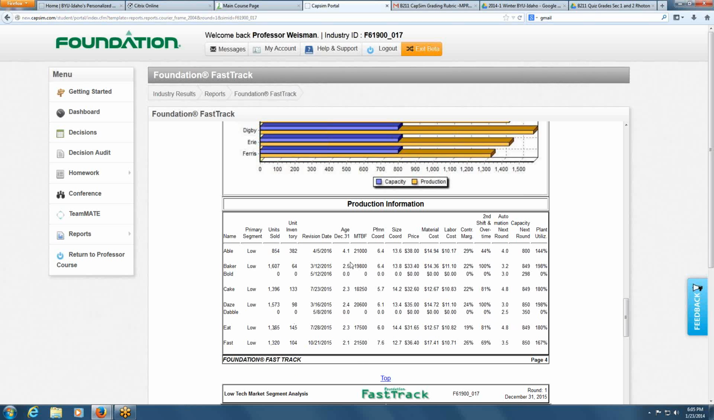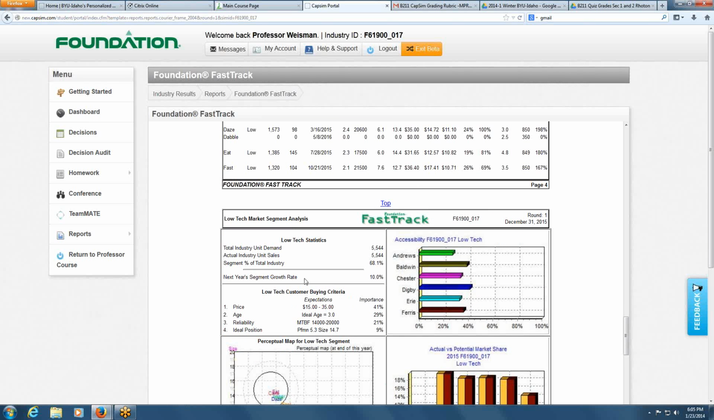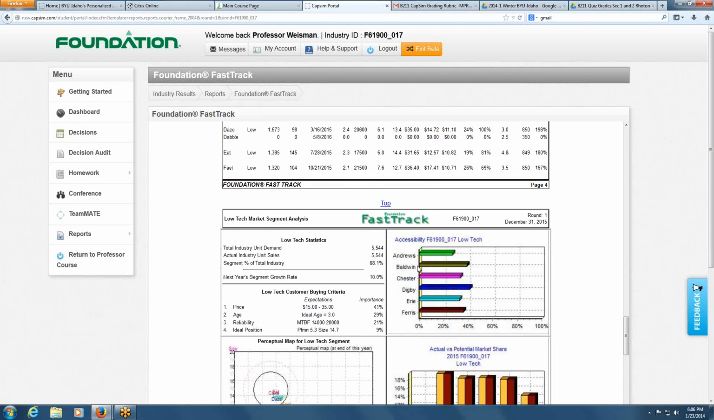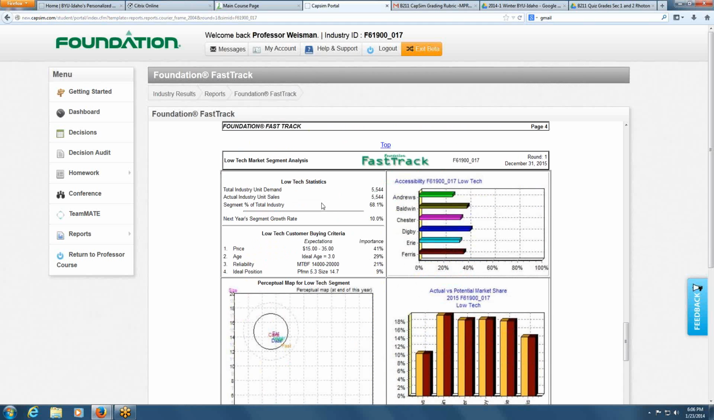So the first thing I'm going to do is look at the customer buying criteria for the low and high tech and try to compare it to my performance and size and my price and my MTBF and age. I'm going to try to see what makes theirs better than mine and why I didn't sell so much. So I'm going to go look at the low tech criteria. And if everybody remembers, everybody's Able started out kind of in between the low and high tech markets.